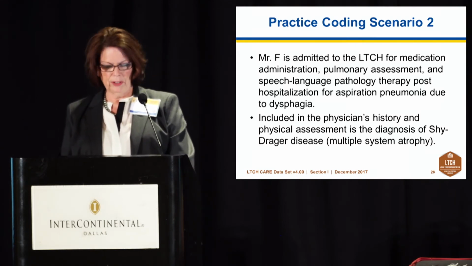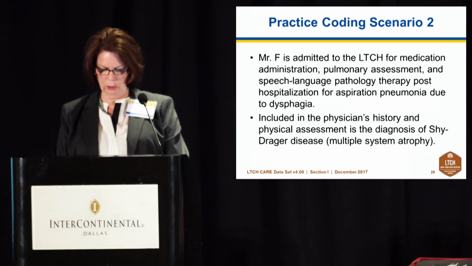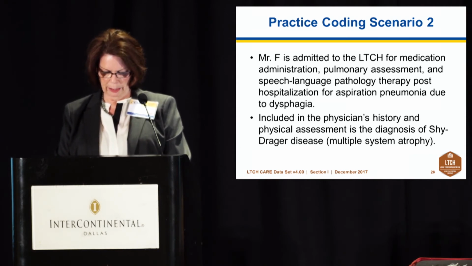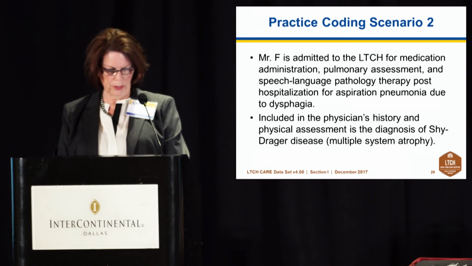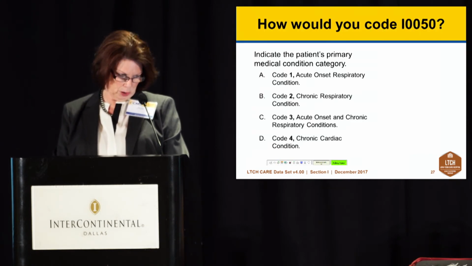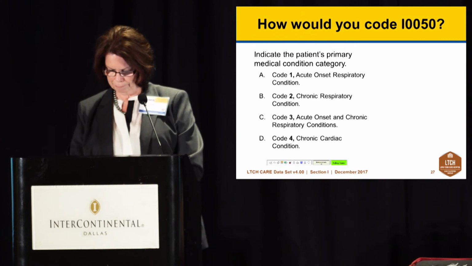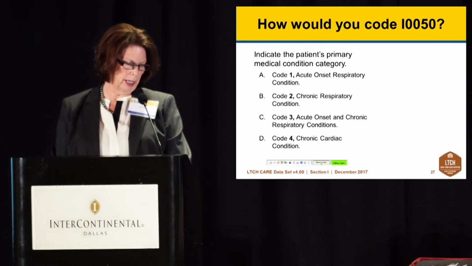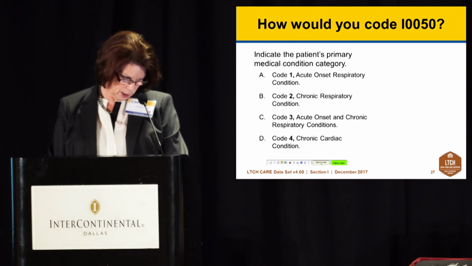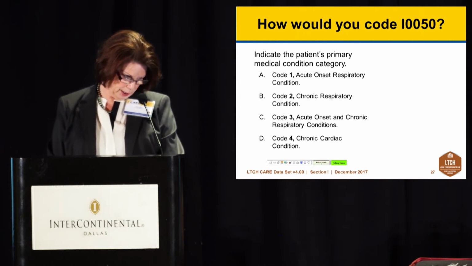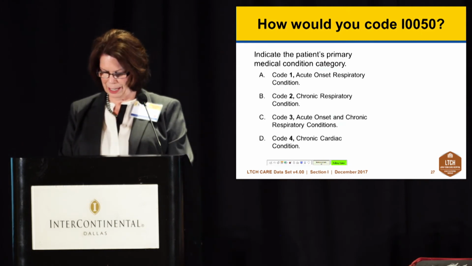Okay. Mr. F is admitted to the LTCH for medication administration, pulmonary assessment, and speech-language pathology therapy post-hospitalization for aspiration pneumonia due to dysphagia. Included in the physician's history and physical assessment is the diagnosis of Shy-Drager disease, which is multi-system atrophy. How would you code this scenario? Indicate the patient's primary medical condition. So your choices are acute respiratory condition, chronic respiratory condition, acute onset and chronic respiratory condition, and chronic cardiac condition.